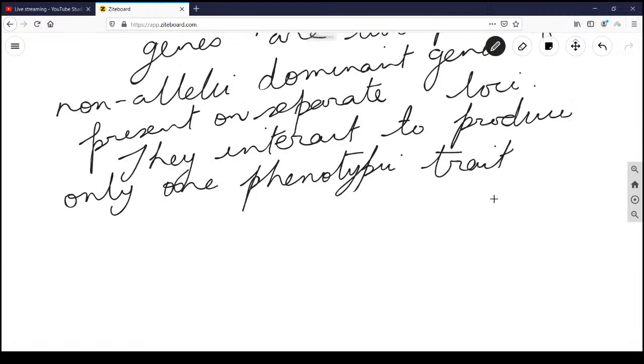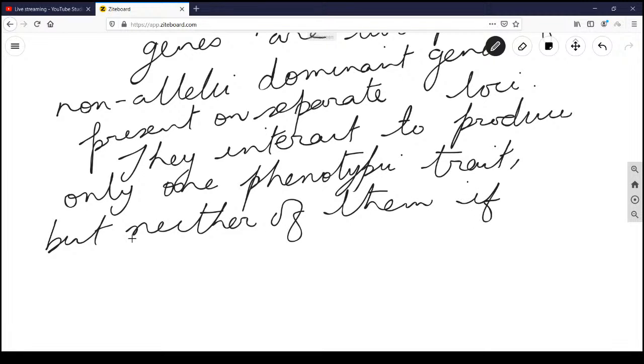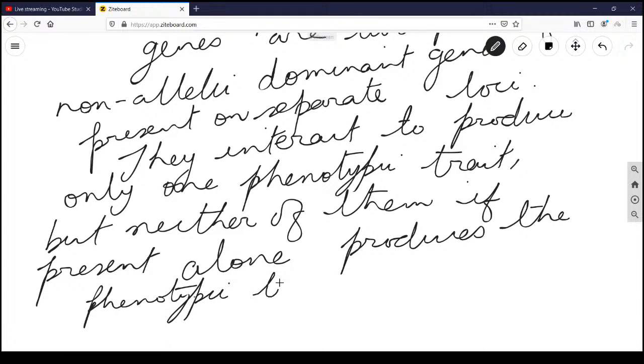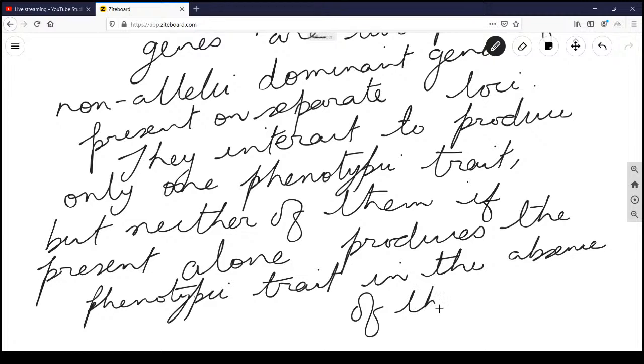But neither of them, the next line is very, very important, neither of them, if present alone, produces the phenotypic trait in the absence of the other. You have seen this complementation.